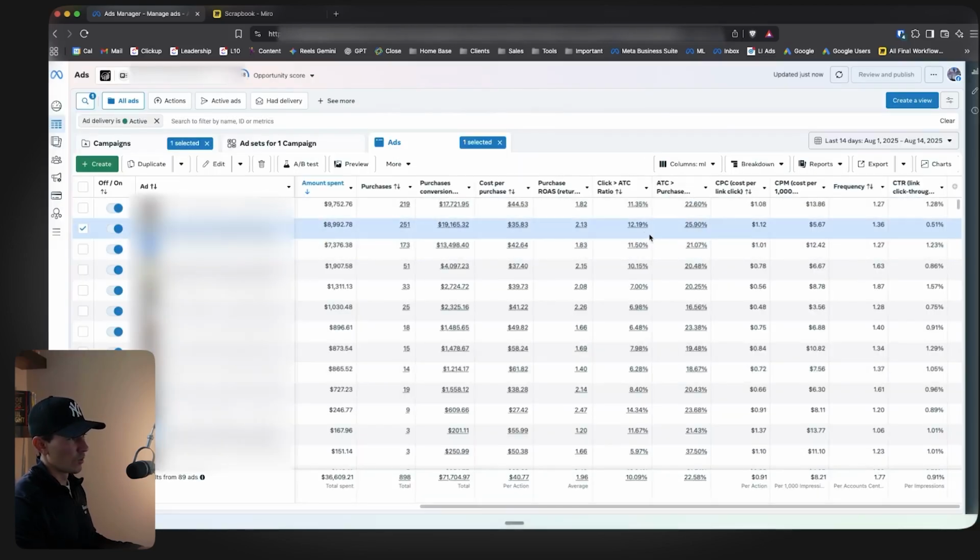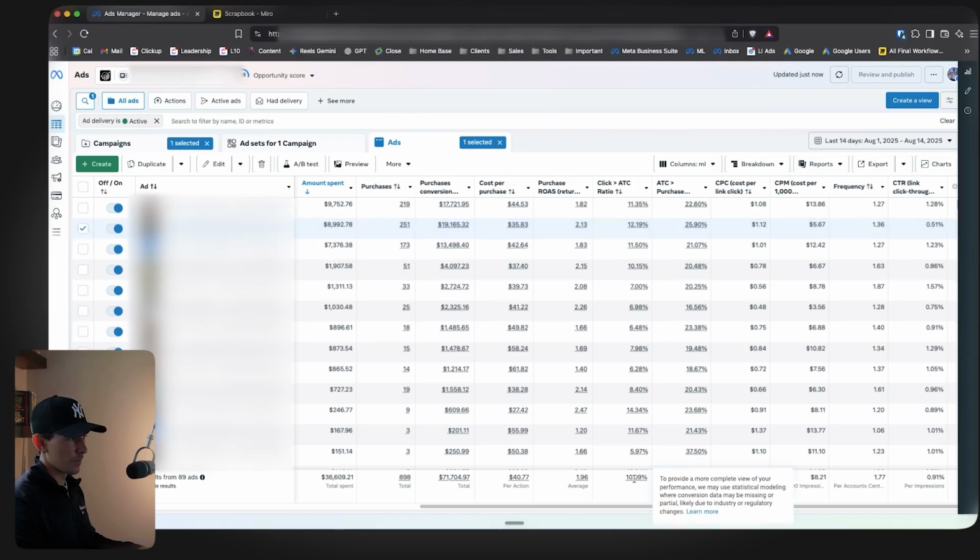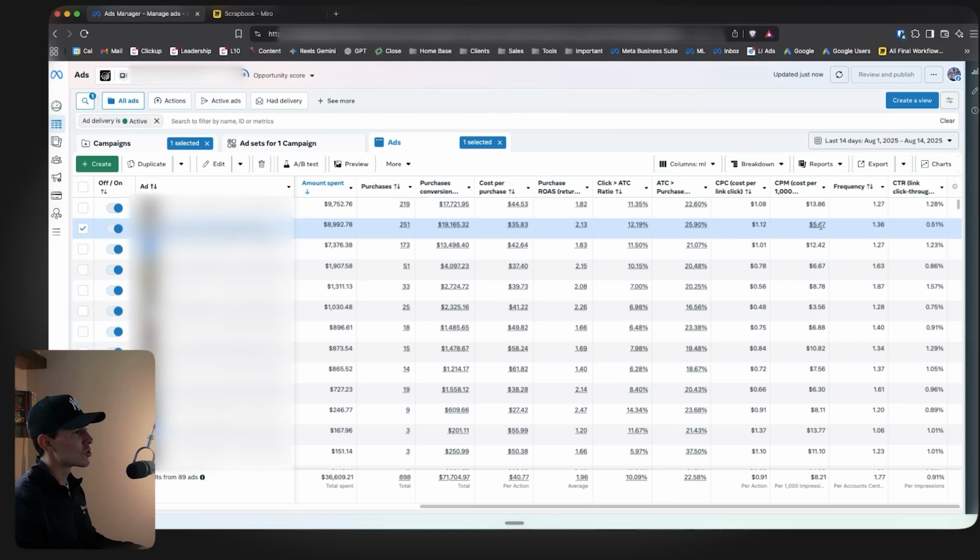And I'm starting to look at what are my click to add to cart ratios, my add to cart to purchase ratios, and then eventually my cost per purchase, which is right here. 25% is above my baseline. 12.19% is above my baseline. We also have CPMs at super cheap, $5 CPMs versus the average of $8 CPMs here.